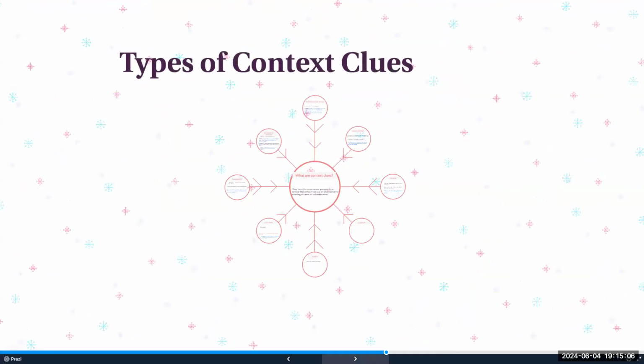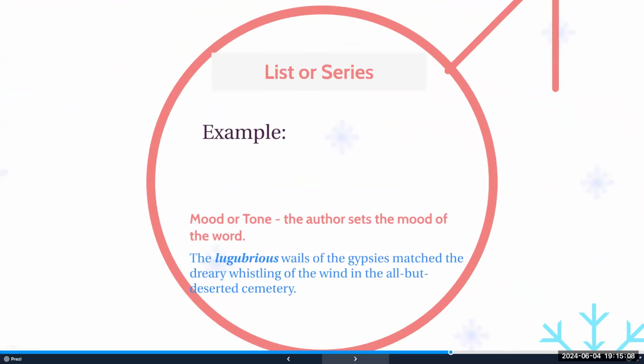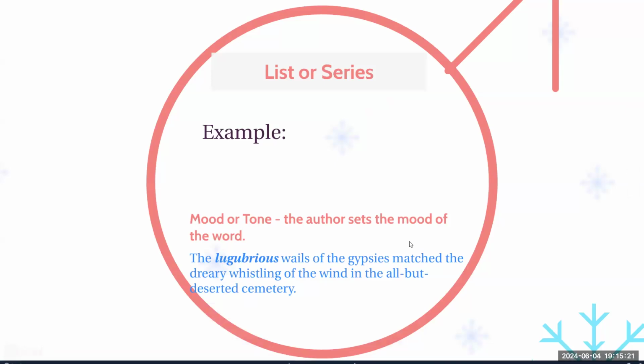Next up, we have cause and effect. Oh, no, we don't. I'm kidding. We have lists or a series. A list or a series is a list of words that help us understand the meaning, okay? So it's the mood or tone the author sets through a list of words. By repeating or creating a list of something, it generates a mood, and because of it, you can tell what that word means.